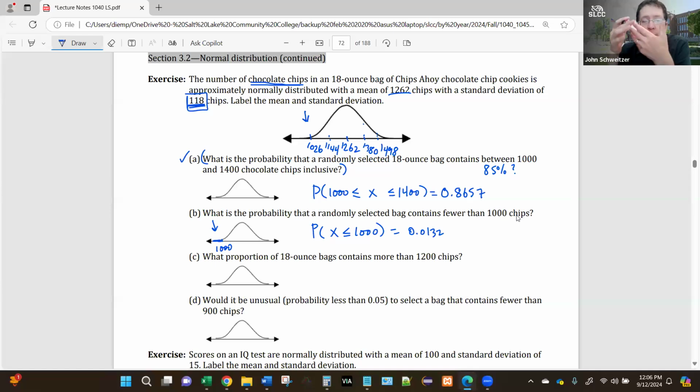So what does that mean? About 1% of these bags are going to have fewer than 1,000 chips. Okay, so it will happen eventually, but it's not very common. Just about 1 out of 100 will have that. Okay, and so that happens sometimes, right? I mean, I think we've all, every now and then, gotten that bag of candy or whatever snack food, and it's just off. You can tell that it does happen, but it's not super common.